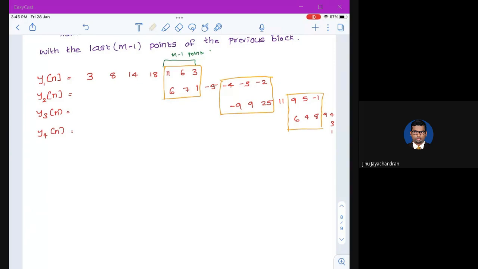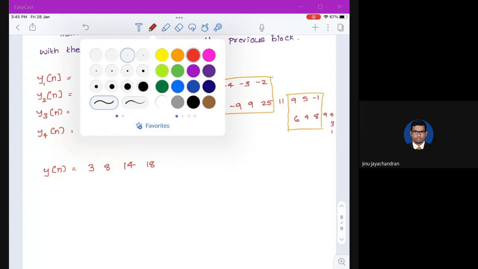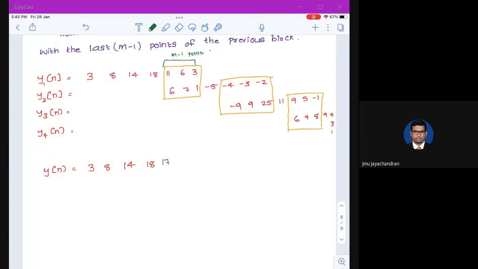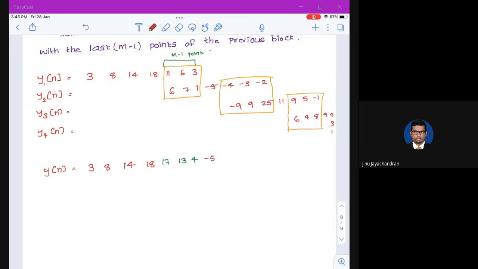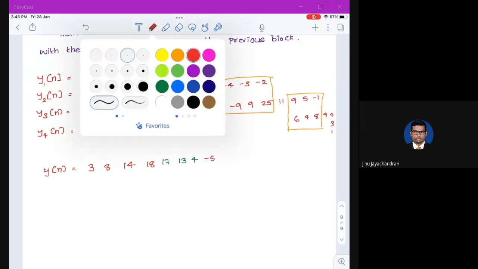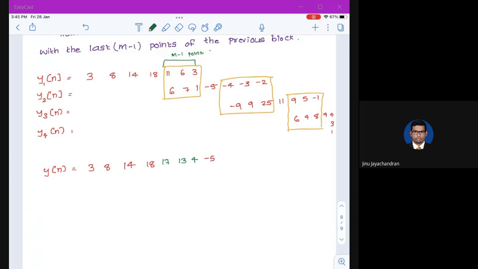So your final output y of n is equal to 3, 8, 14, 18. So when you do 11 plus 6, it is 17. 6 plus 7 is 13. 3 plus 1 is 4. Then you do the normal one, minus 5. It is not getting added with anything. Then you have minus 9 plus minus 4, that is minus 13. Minus 3 plus 9, that is 6. Minus 2 plus 25, that is 23.